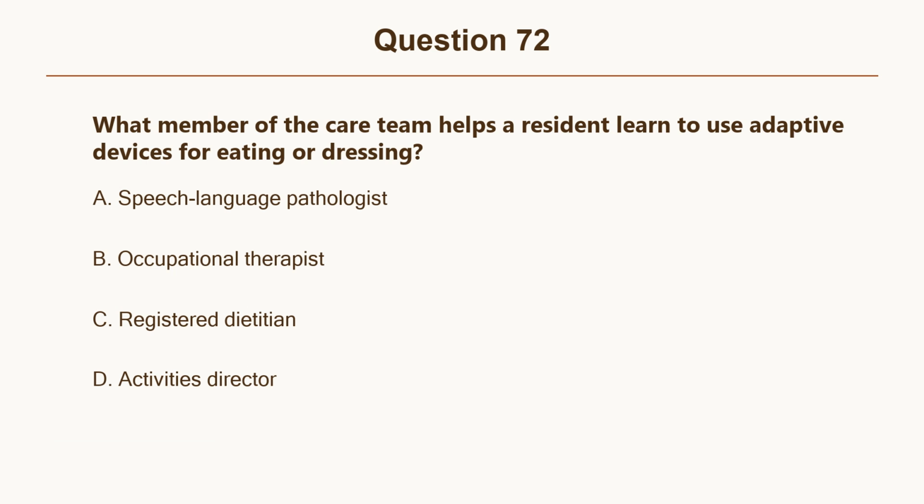Question 72. What member of the care team helps a resident learn to use adaptive devices for eating or dressing? Option A, speech-language pathologist. Option B, occupational therapist. Option C, registered dietitian. Option D, activities director. The correct answer is option B, occupational therapist.